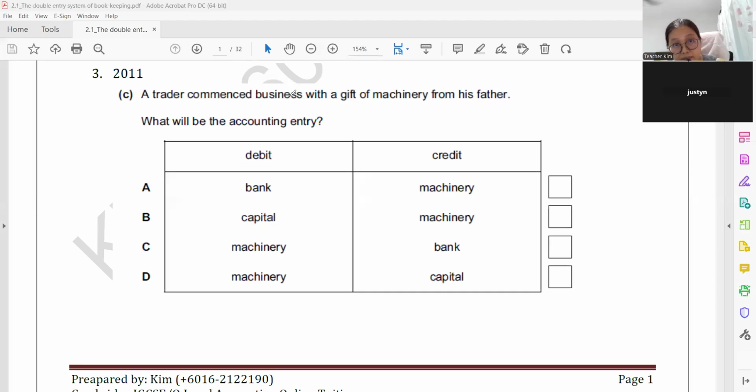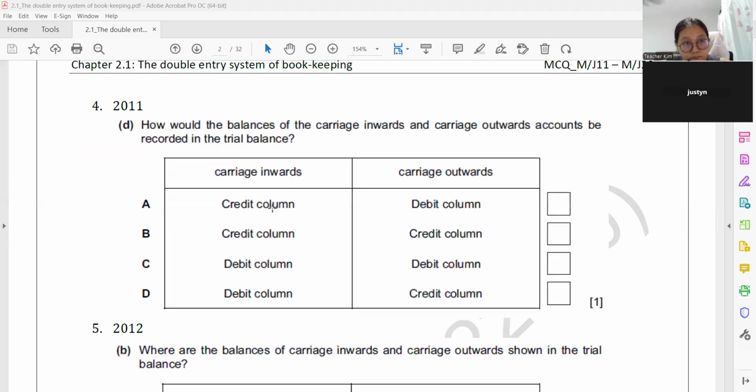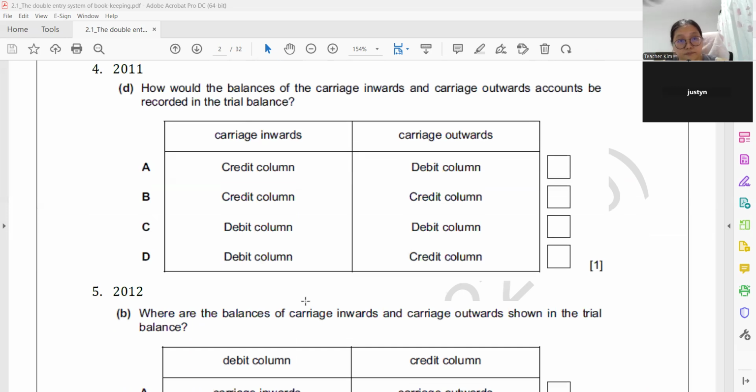Okay, commence business with a gift from his father. That means machinery is received, so debit. His father's money actually is an additional capital. So your answer is correct. Debit machinery, credit capital. Okay, now let's continue. Question 4.